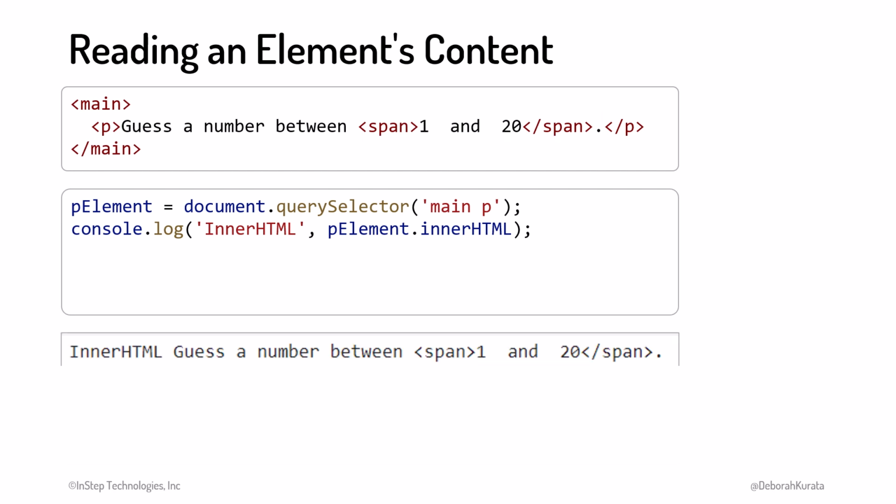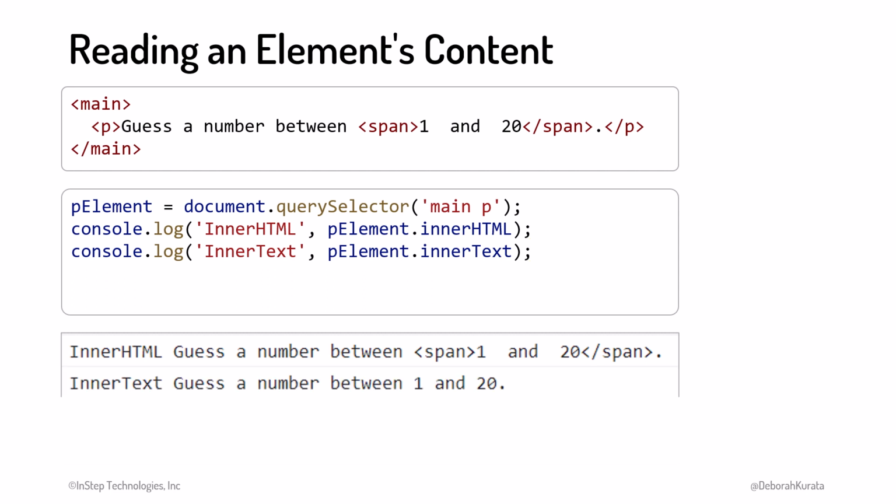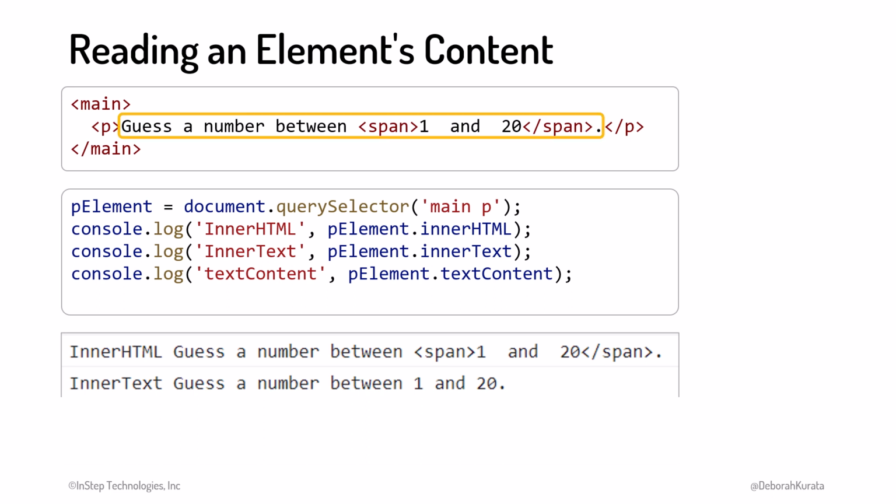Here is the result in the console. Notice that it displays the span element tags and our extra spacing. The innerText property gets the text content of the element as it is displayed in the browser. Here is the result in the console. Since the browser ignores extra white space, it doesn't display the extra space around the "and", nor does it display the span tags. textContent gets the text content of the element as we have it in our HTML.